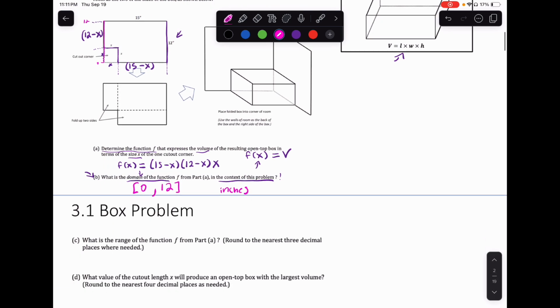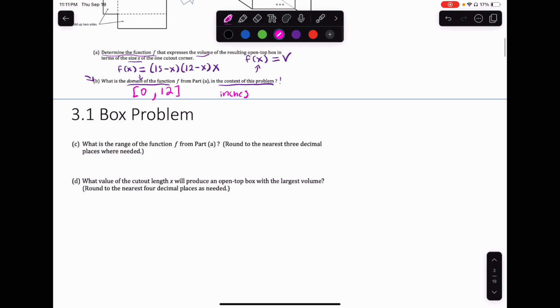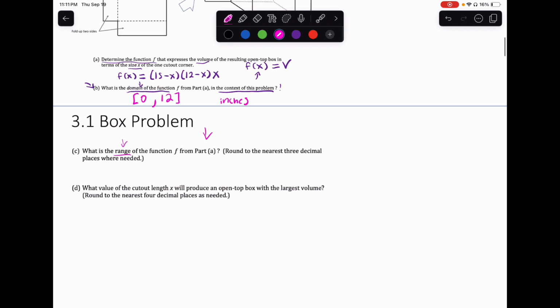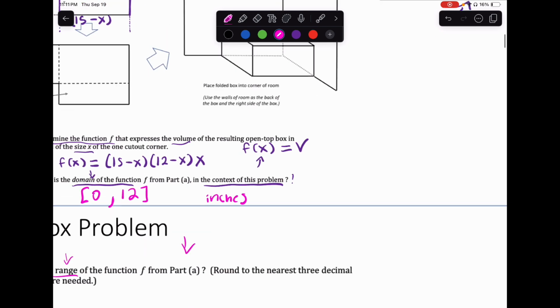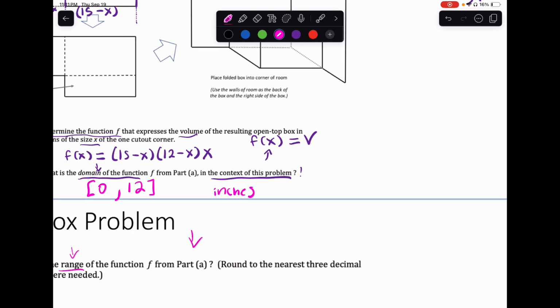Okay, so now we're going to move on to parts C and D. Part C says, what is the range of the function f from part A? To do that, we're going to have to go into Desmos and look at it. But before that, I want to talk about range in this problem. Range would be all of our possible dependent quantities. In this case, x was our independent quantity.